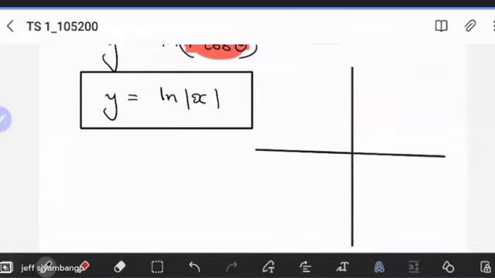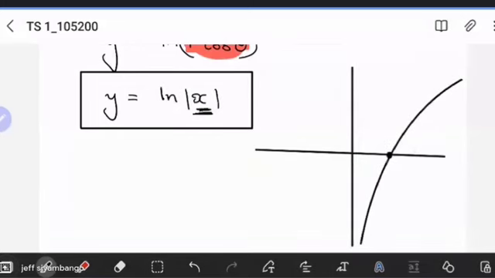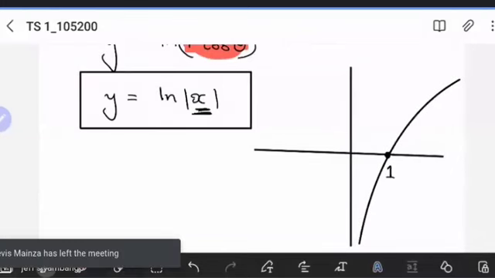For natural logs, you know that when the argument is 1, then the answer is going to be 0. But you never have negative values of x, it will be undefined. So this one goes more like this. It never cuts the y-axis, so the y-axis will be an asymptote. So this is how this graph is going to go. This is going to be at 1. So this is how it goes. And here we have a y.